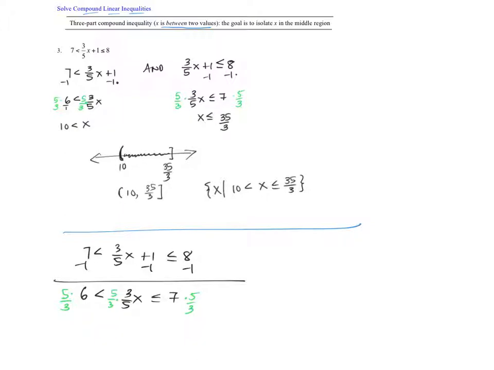And so then I get 10 is less than x, which is less than or equal to 35 thirds, and that's done. All right, perfect.